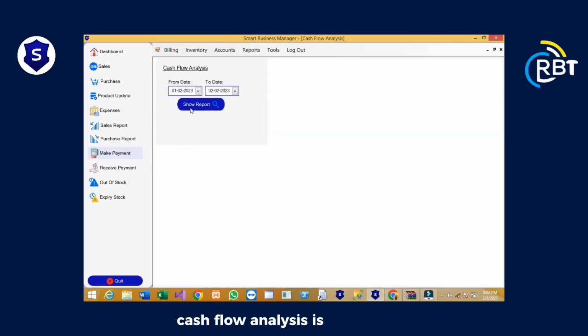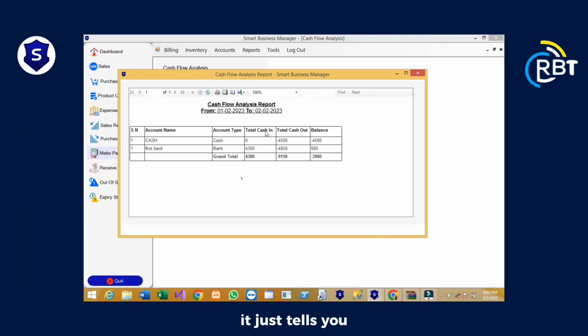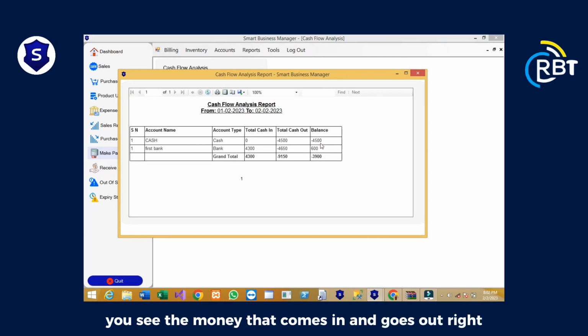Cash flow analysis is very simple. It just tells you all the money that goes in and out of your business. This is the money that comes in and goes out, right? You see the balance of the money you have, right? That's just a very straightforward one.